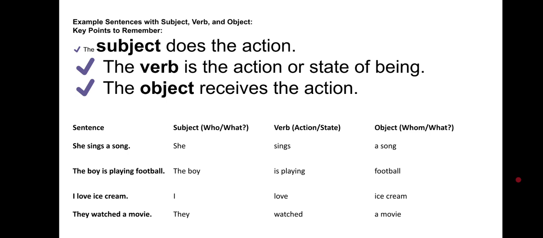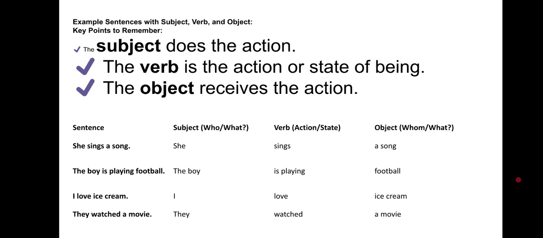So this is the sentence: She sings a song. She is the subject here. Who is doing the action? It's she. Next, the verb means action or state. Here it is sings. Sings is the verb, and whom or what is the object? The object here is song. Next sentence: The boy is playing football. The boy is the subject here, is playing is the verb, and football is the object.